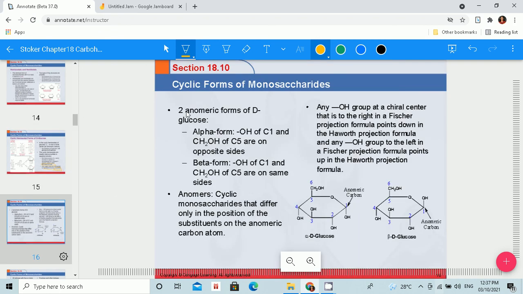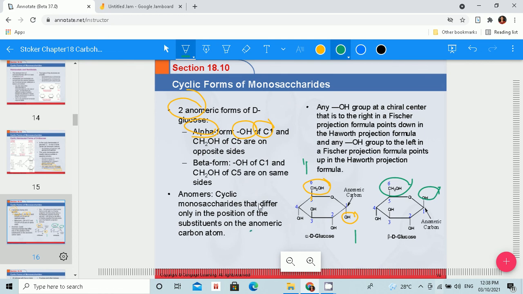Then we have the two anomeric forms of D-glucose, we have the alpha form. Okay, we've talked about this already. An alpha anomer is when the OH on our C1, the anomeric carbon, and the CH2OH of C5 are on opposite sides. For example, the OH here and the CH2OH on C5 are opposite, they don't lie on the same side. This one is above and this one is below, so they are alpha. And it's beta when the CH2OH here and the OH on C1 lie on the same side, so they are the beta form. So anomers are cyclic monosaccharides that differ only in the position of the substituent on the anomeric carbon atom.